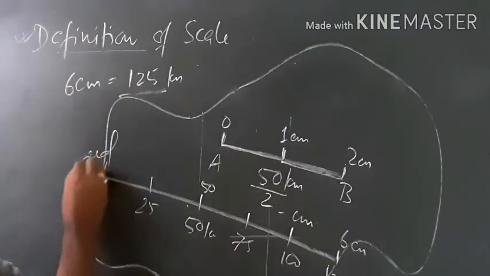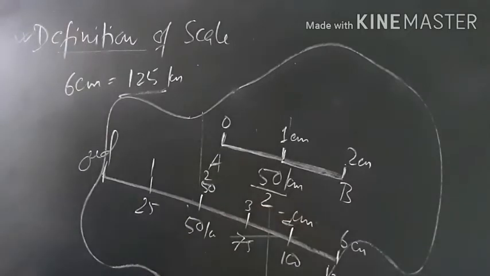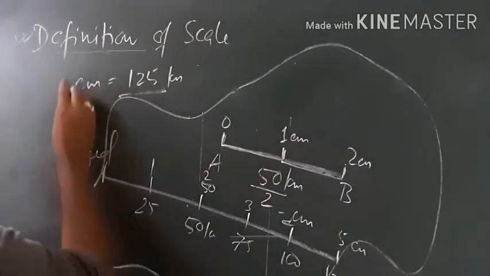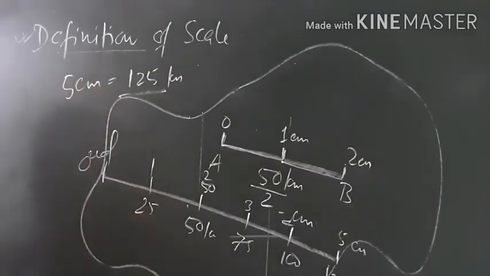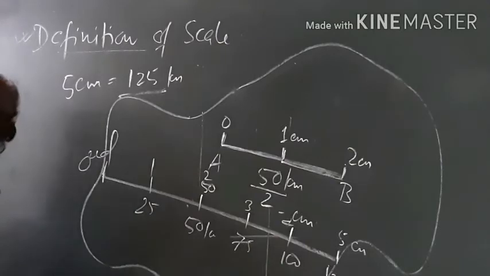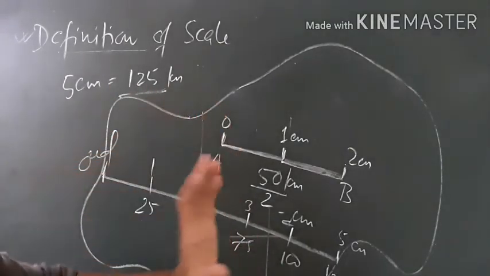That means what? This is 0. So 1, 2, 3, 4, 5. Sorry, 5 centimeter. This is not 6 centimeter. 5 centimeter. So that means what? From this 5 centimeter scale, if we take by scale, because we have the scale, we know. So with this scale, 5 centimeter is equal to 125 kilometer. We can make the map.